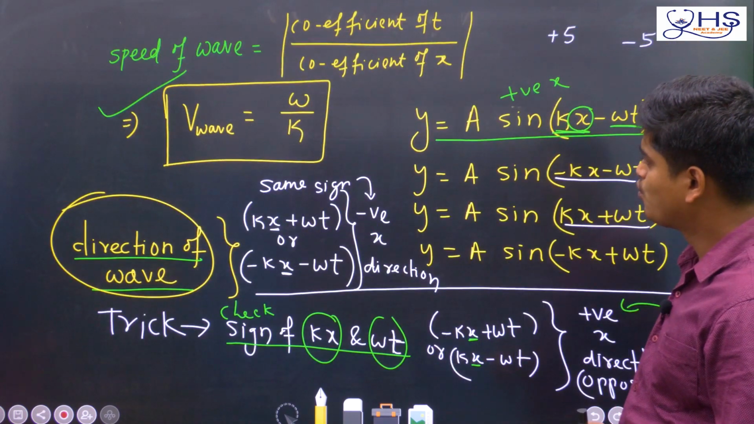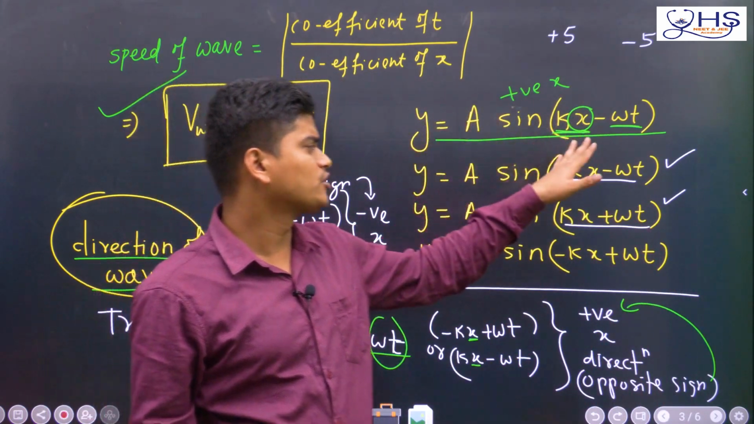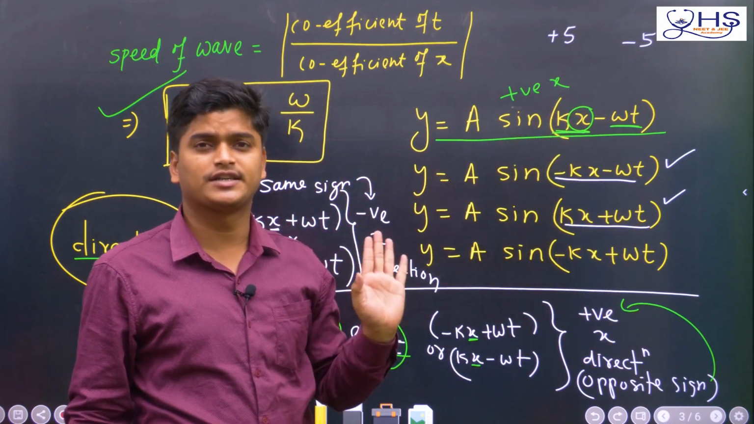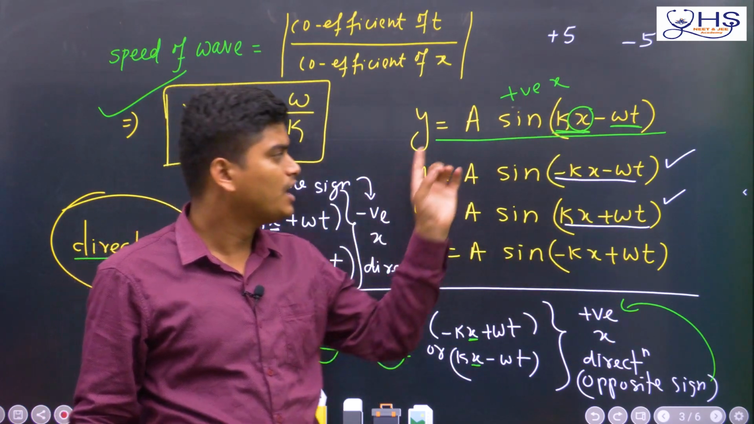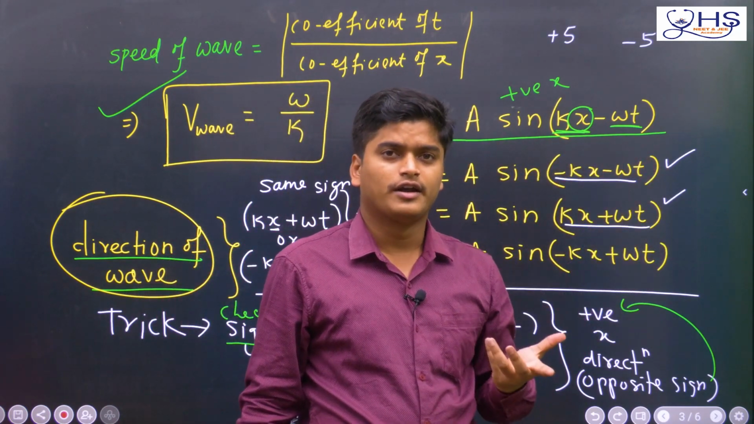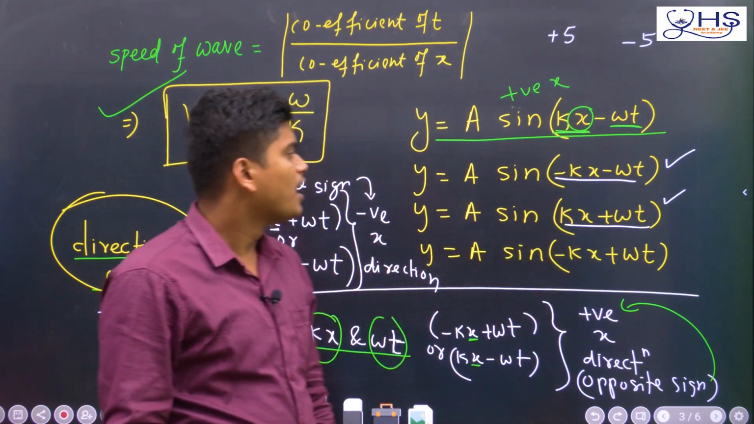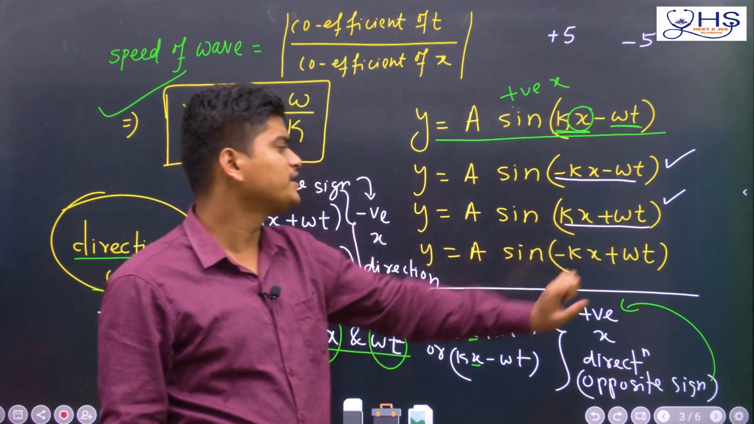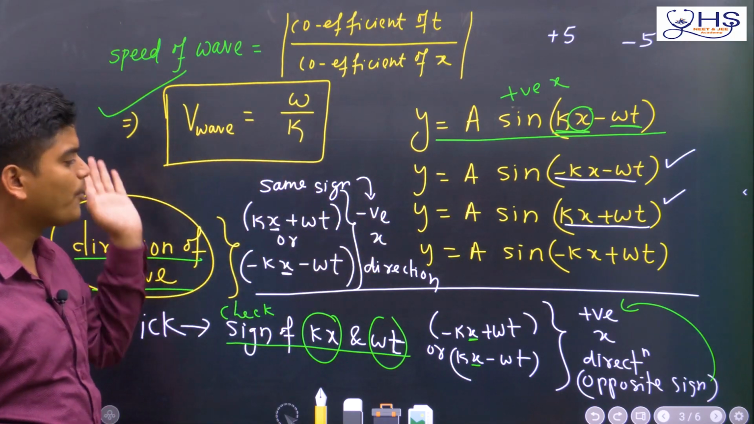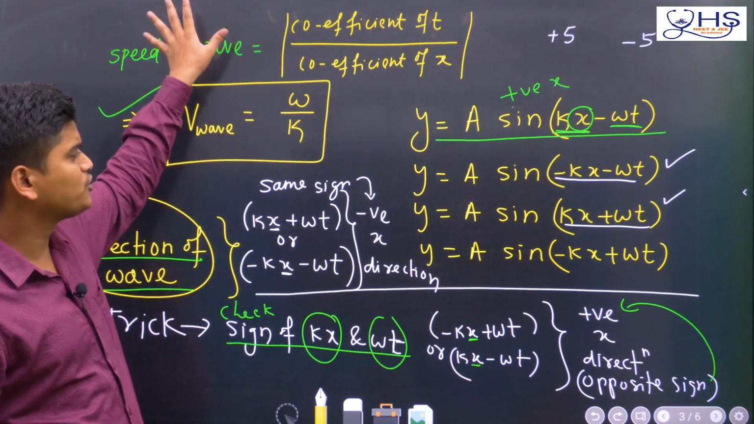Always remember, the wave equation can be given like this: y equals some kx minus omega t, or kx plus omega t. From that sign itself you can understand whether it is traveling in positive x or negative x. Phase will also be given, sometimes plus pi by 2 or minus pi by 2. We will see in the next lecture a short trick to calculate phase. Here I have not taken the initial phase. If the sign is the same, it is negative x direction; if opposite sign, the wave is traveling in positive x direction.